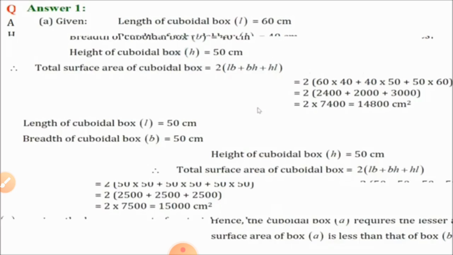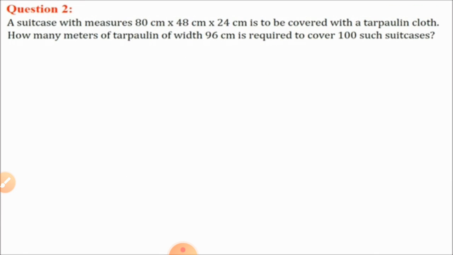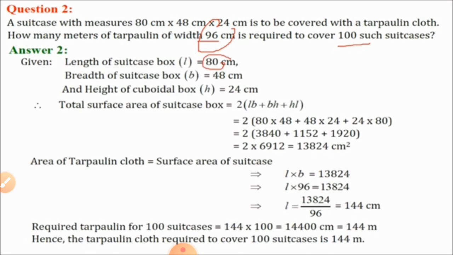Student, look at question number 2. A suitcase measuring 80 centimeter by 48 centimeter by 24 centimeter is to be covered with a tarpaulin cloth. How many meters of tarpaulin of width 96 centimeter is required to cover 100 such suitcases? Yes, tadpatri. It is a little bit hard or soft, but rough cloth that we use for a suitcase cover. The dimensions are given already for the suitcase. We can find out the surface area of the suitcase.